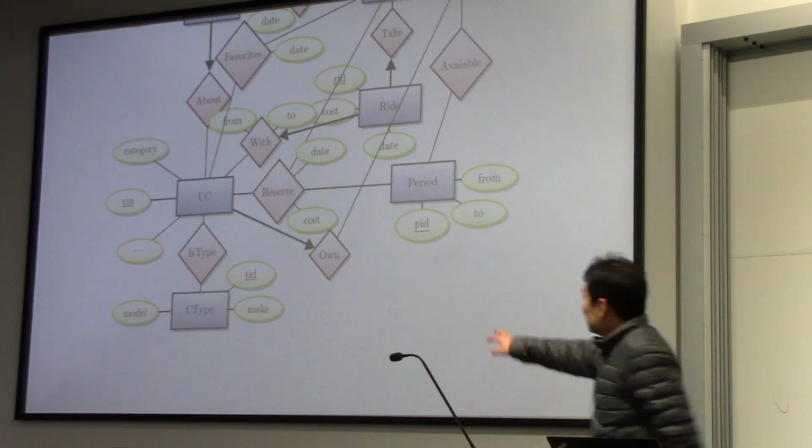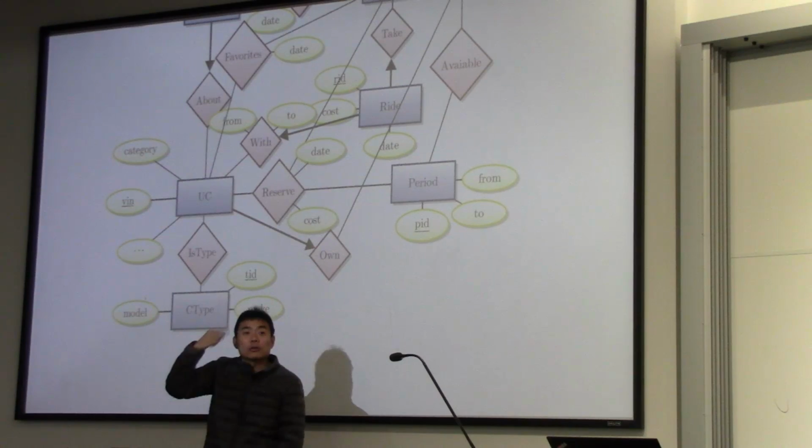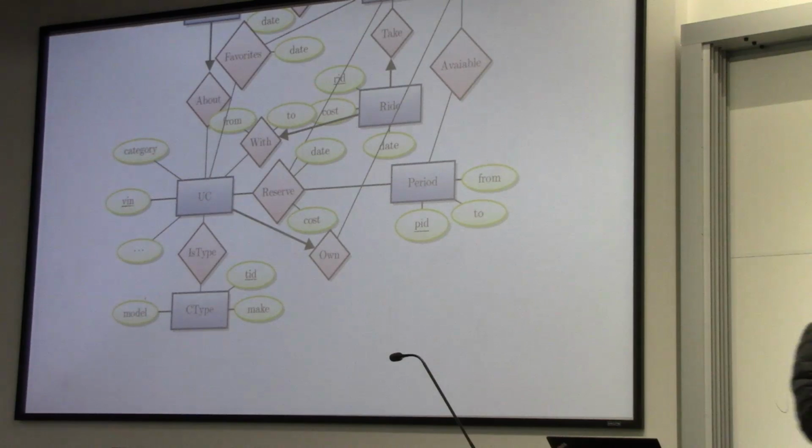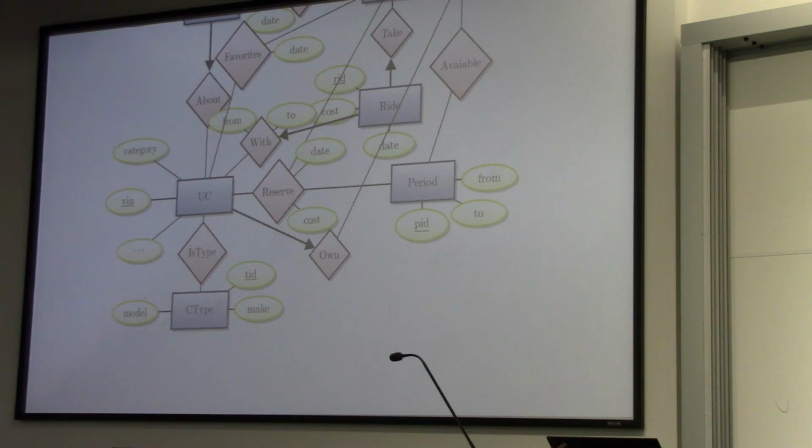The last part is this car type thing. This is optional. You can model this as an entity set if you don't want to duplicate the information on make and model, for example, Toyota Highlander or Ford, whatever model Ford has made. You don't want to duplicate that information on the car entity set, because many cars can be of the same make and model. If you model make and model as attributes of the Uber car entity set, you may end up duplicating those values a lot. So a small optimization is to treat that as an entity set itself rather than attributes of the Uber car. But this is really an optional design. Either way is totally fine.